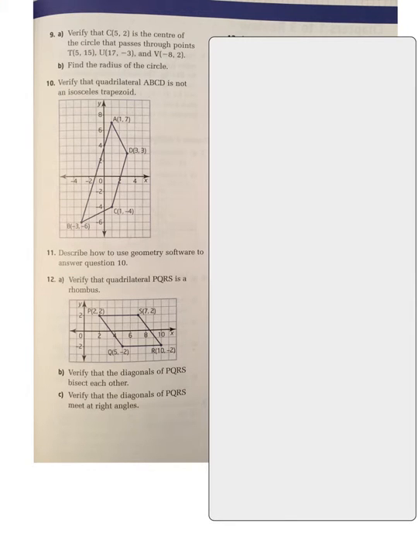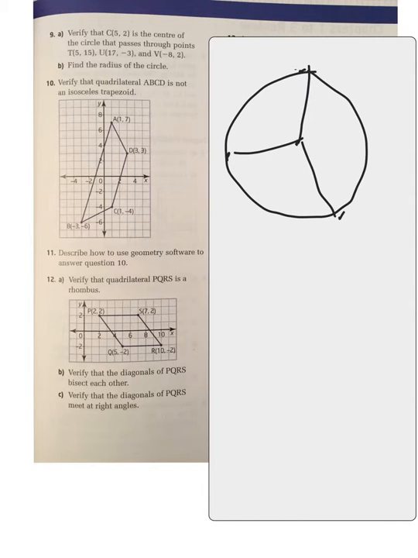Question 9, verify that C(5,2) is the center of the circle that passes through the points T, U, V. So all you're going to do, if you draw the points out, for instance, you've got one point there like that, and you've got a center, and you think that goes a circle, so you're going to find out this distance, and that distance. If the three are equal, then it is the center of the circle.